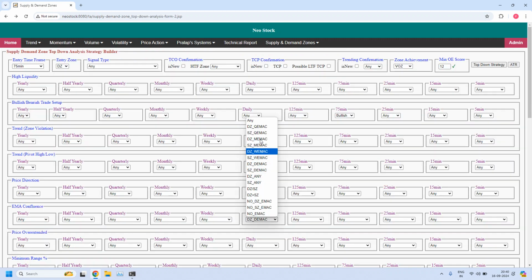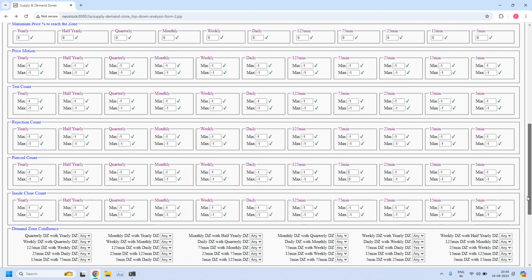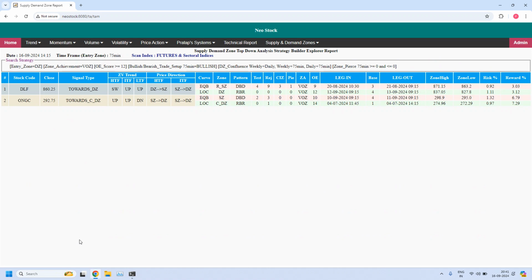First we need to remove this daily EMA confluence. I removed the filter. Now in the demand zone confluence, already 75 minutes and daily demand zone is enabled. Now 75 minutes demand zone, weekly demand zone I am enabling. And the daily demand zone and weekly demand zone confluence also enabled with all the 3 filters, LTF, ITF, HTF confluence. We got 2 stocks. One is sideways and another one is uptrend.